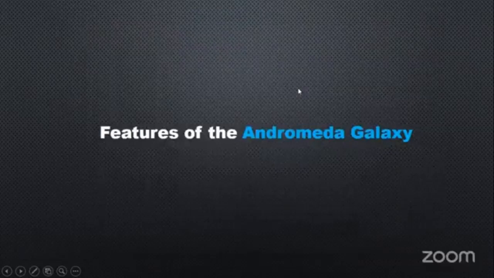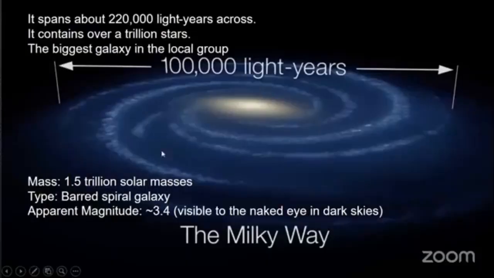So let's talk about some features of the Andromeda galaxy. When we were talking about the Milky Way galaxy, we said that the diameter from one end to the other is about 100,000 light years. Now for Andromeda galaxy, the diameter is about 220,000 light years across. This is more than double the size of our Milky Way galaxy. More than double. That is insane.